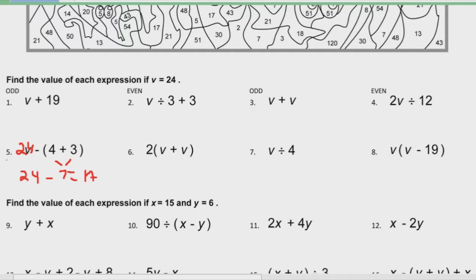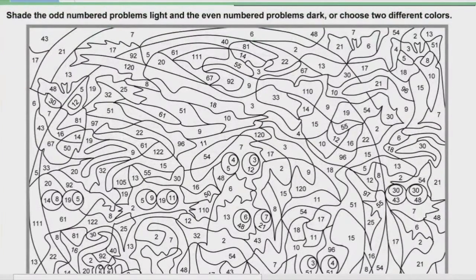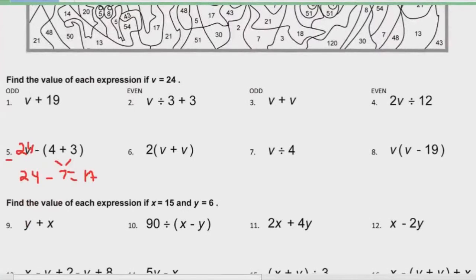So now, since 5 is an odd problem, we have to come up here and find number 17. I see one over here. And we're going to color those in light. Remember, there's more than one, so don't just trust me on that one. Now, let's come down here again.